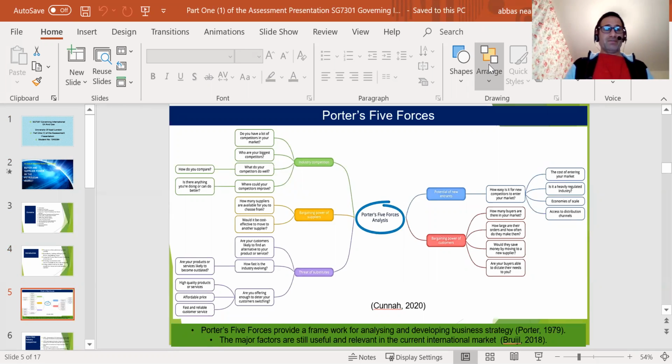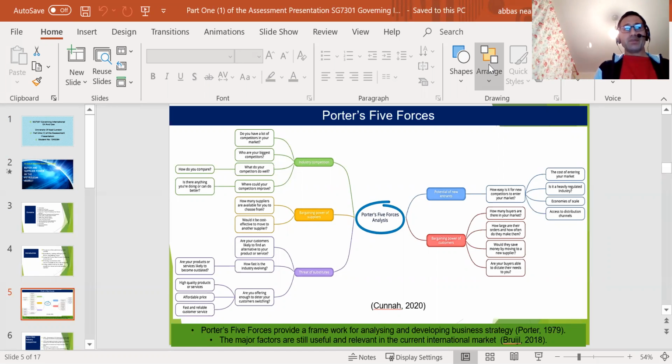Slide 5, Porter 5 Forces. The presentation will use Porter's 5 Forces model as its focus. This international business model was formulated in 1979, but is still an excellent analysis tool. It centers on 5 main categories or forces highlighted here in color.